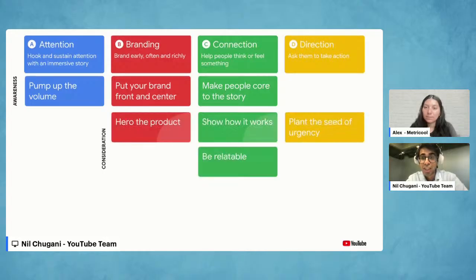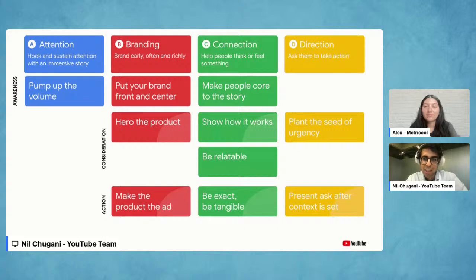Then for consideration, you want to hero the product, show how it works, be relatable, maybe have someone demo it or show someone actually using it, and then plant the seed of urgency so that they can start informing themselves on what your product is. And then finally, with action campaigns, you want to make the product the ad. I think that what we just saw was a great example of an advertiser who did it. You want to be exact, you want to be tangible, and you want to present a specific ask after the context is set.